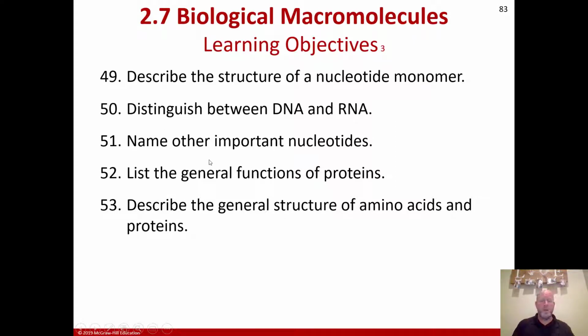Name other important nucleotides. List the general functions of proteins. Describe the general structure of amino acids and proteins.